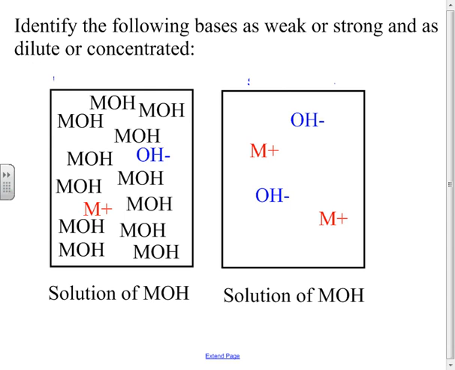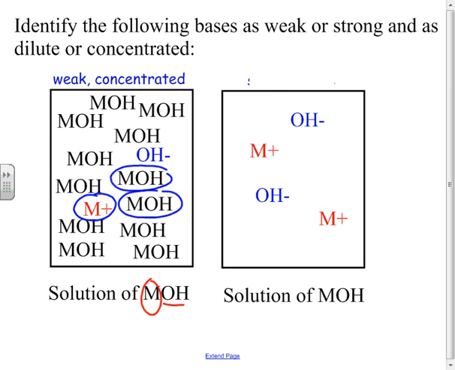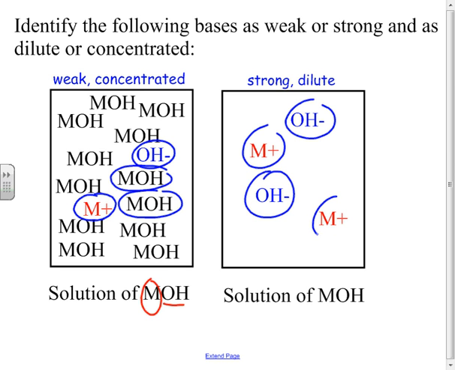If I ask you to identify the following base as weak or strong and as dilute or concentrated, M here stands for some kind of a metallic ion, and the OH is the hydroxyl, making the substance a base. This first one is going to be a weak concentrated. Weak because most of the base is undissociated from the metallic ion. Only a few metallic ions and hydroxyl ions are formed. The second one is going to be a strong dilute. Strong because all the base that is present is dissociated, and dilute because there is a little of it present.